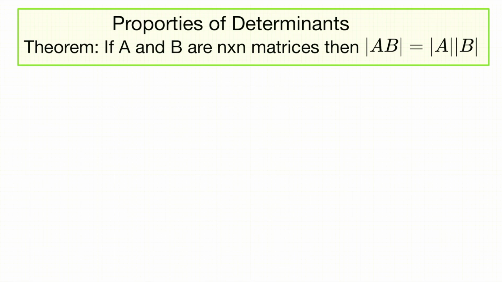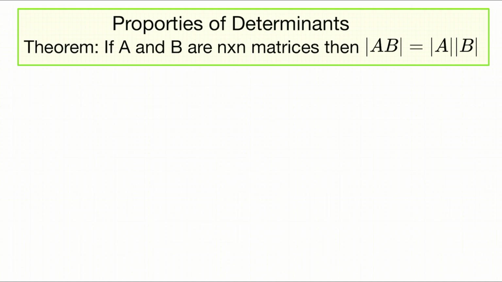In this video, I'm going to look at the theorem. If matrix A and matrix B are n by n matrices, that's our square matrices, then the determinant of the product of A and B is equal just to the product of the determinants of the individual matrices A and B. I'm not going to offer a proof of this, but I am going to go through an example that will illustrate this.